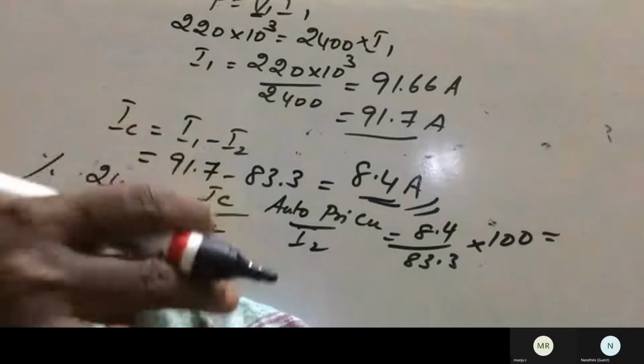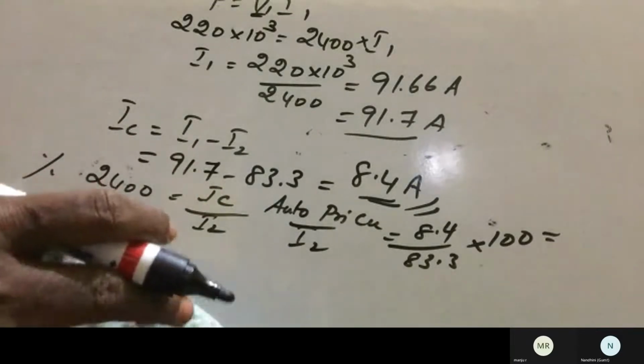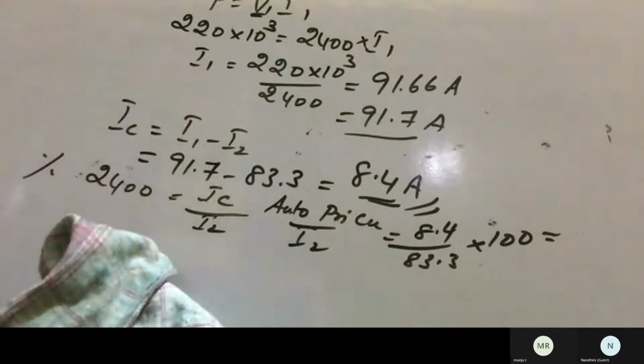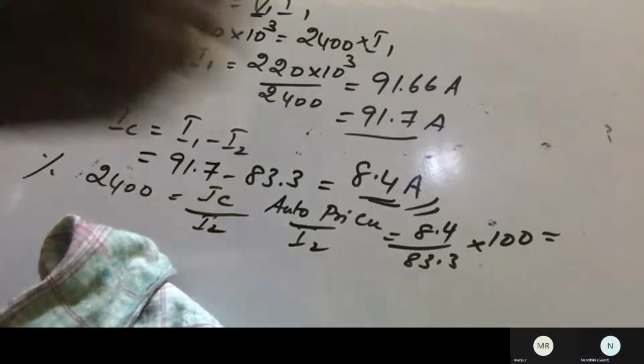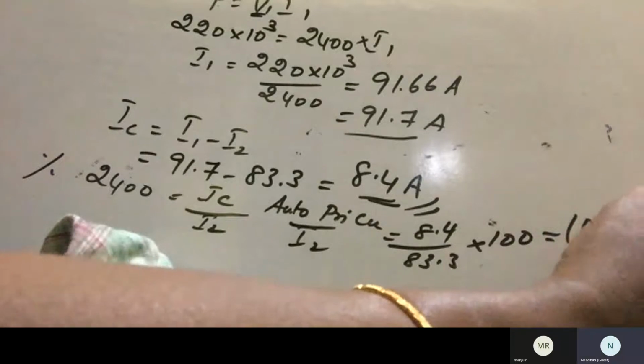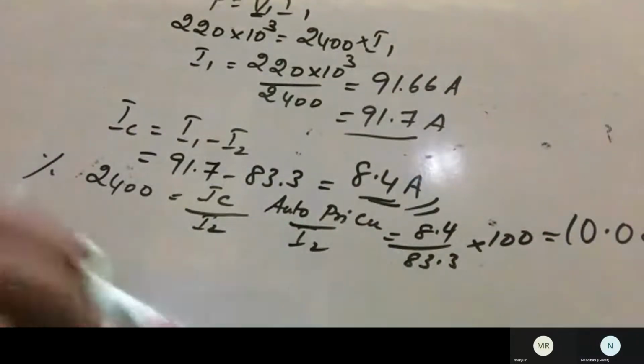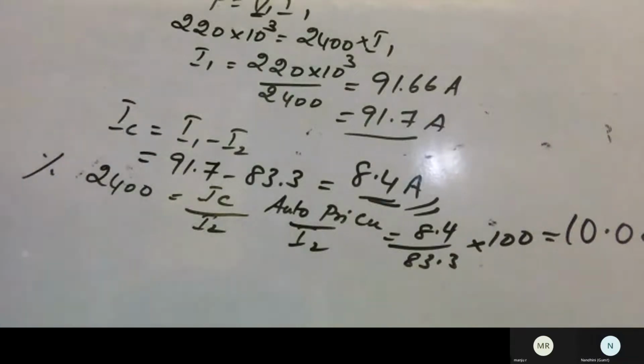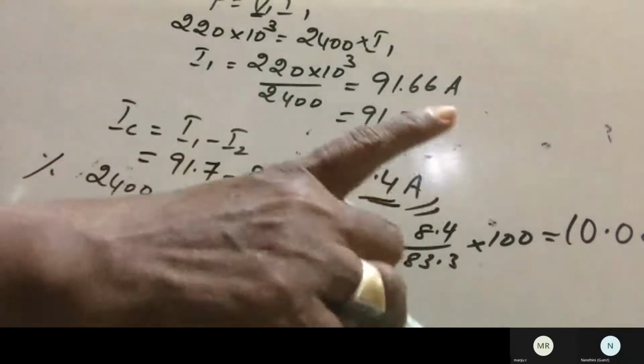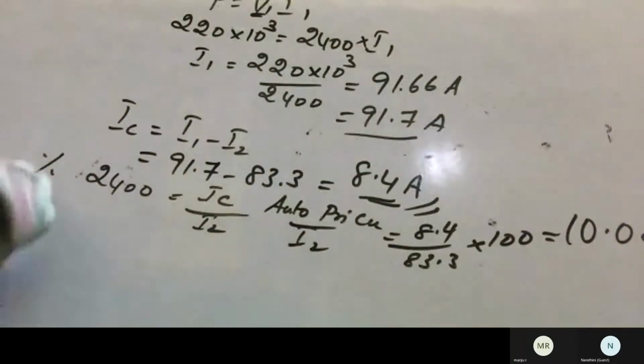How much, ma'am? 10.08, into 100, percentage, ma'am. 10.08%. Is it 10.08 or 100.08? 10.08, ma'am. Okay. So the percentage overload in the primary, after converting from two winding to single winding, is about 10%. That has been overloaded.